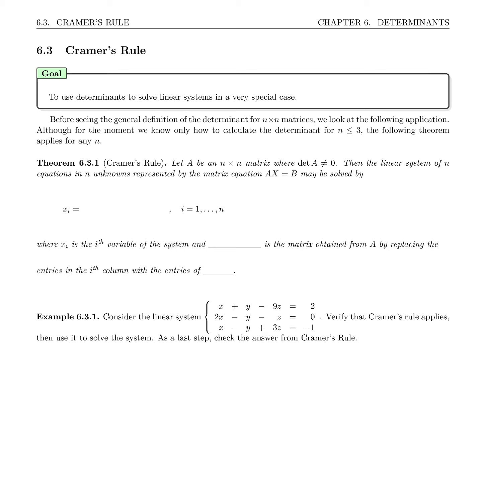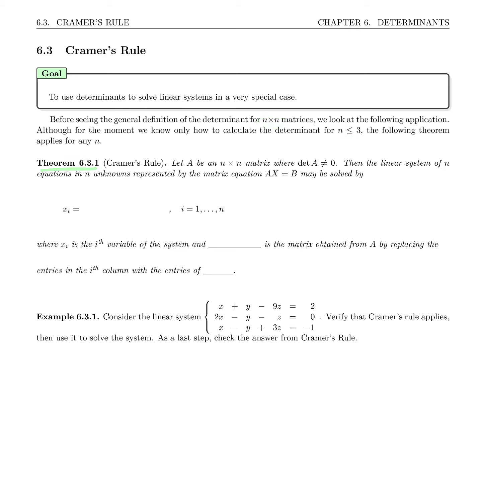Welcome to this video on section 3 on Cramer's rule. The goal of this section is to use determinants to solve linear systems in a very special case. Although for the moment we only know how to calculate the determinant of n by n matrices with n less than or equal to 3, the following theorem does apply for any n.